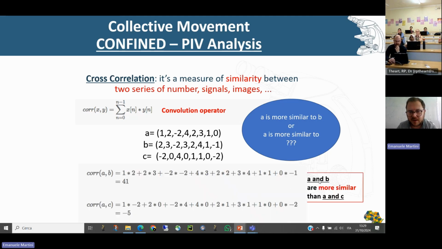What it does, at the end, is quite simple. It's just multiplying and summing index by index. So the correlation between A and B is like the sum of 1 multiplied by 2 plus 2 multiplied by 3 and so on. When you do it between A and B and A and C, the highest value you will find, in this case the correlation between A and B, is where you have more similarity. So in this case you can say that the signal A and the signal B, the series of numbers A and the series of numbers B, are more similar than A and C, just because it's higher, just because of that.